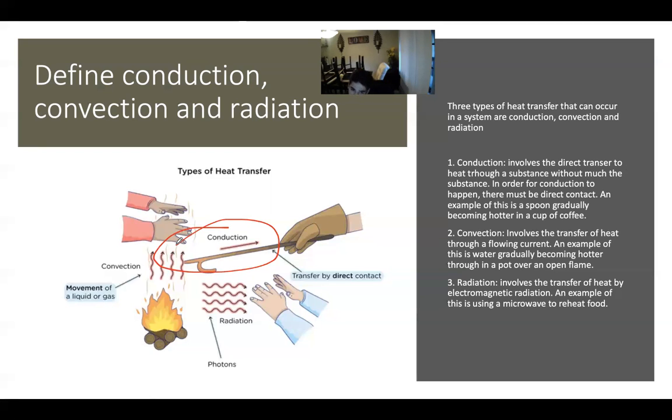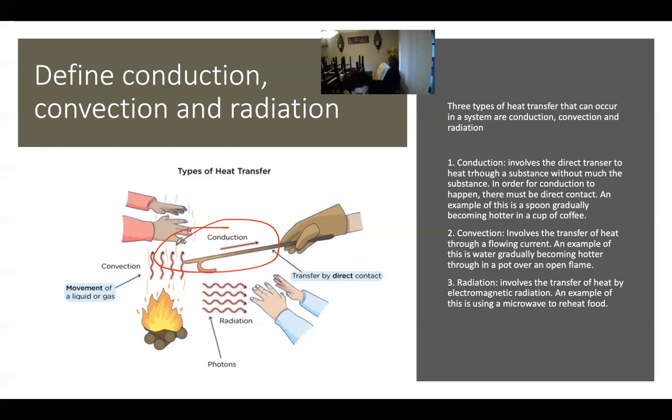Convection is a little bit different because we're talking about the movement of what actually happens when, for example, a metal will absorb heat. But if you were taking a solid and melting it, just like using candles, you see that transfer of elements, from solid to liquid to gas. That is convection. It involves the transfer of heat through flowing current. An example of that is water. When you boil water, you see that transformation from liquid to gas, through the open flame.